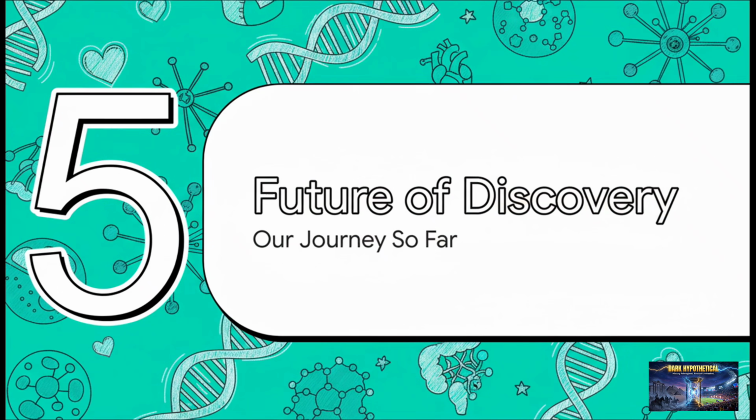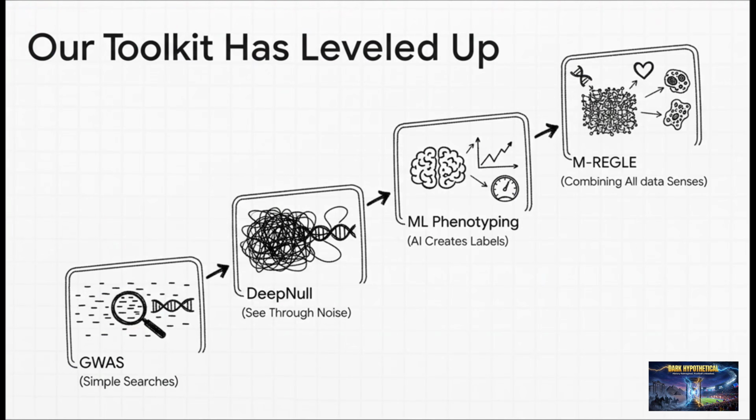So what a journey, right? We've basically watched the scientific toolkit for understanding our DNA level up again and again, with each new idea building on the one before it. I mean, think about it. We went from those early, simple searches with GWAS to getting a whole lot smarter about seeing through the biological noise with DeepNull. Then we took a huge leap and let the AI create its own, much better labels. And finally, we taught it to combine all its senses with REGLE. Every single step has peeled back another layer of the onion, getting us closer to the real biology underneath.